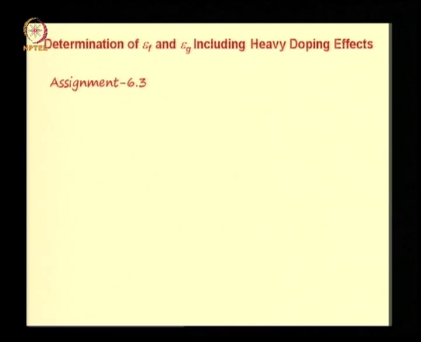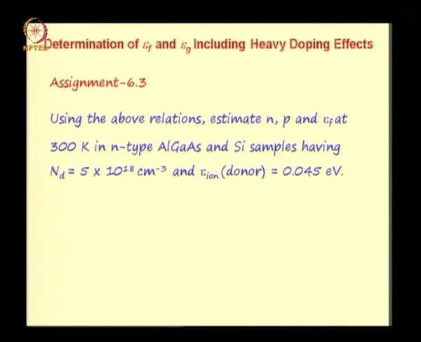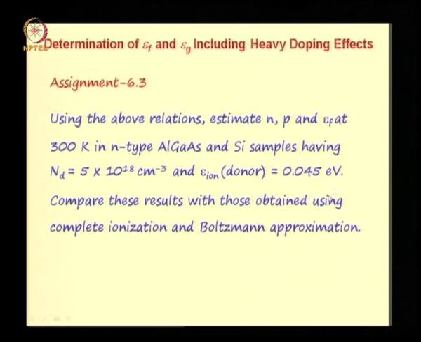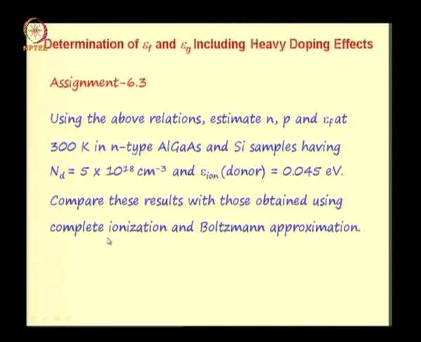There is another assignment where you use the derived expression for calculations. Using the above relations, estimate Np and Ef at 300 K in n-type aluminum gallium arsenide and silicon samples having Nd equal to 5 × 10^18 per centimeter cube and ionization energy of donor equal to 0.045 electron volts. Compare these results with those obtained using complete ionization and Boltzmann approximation.